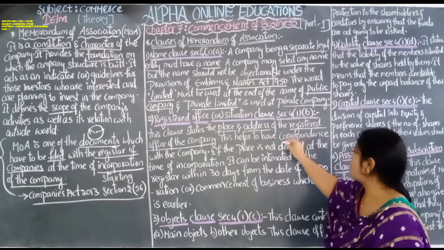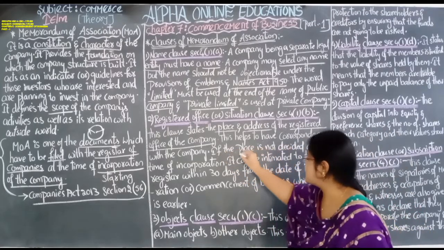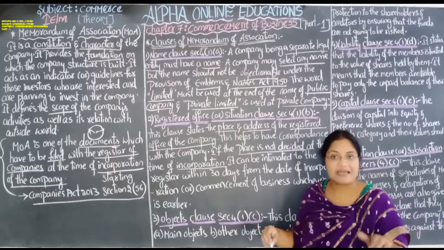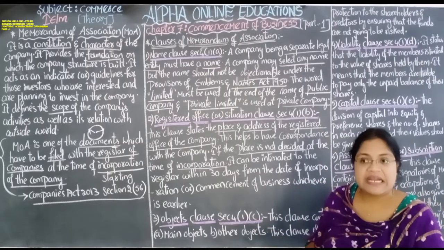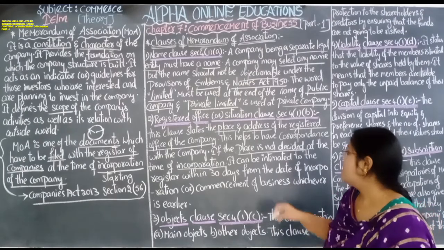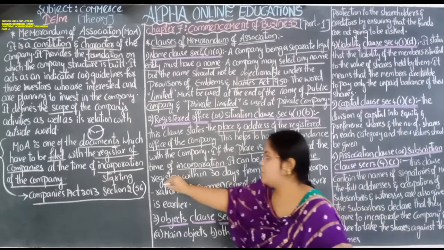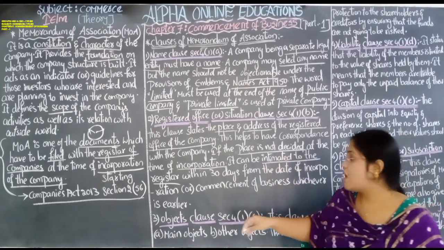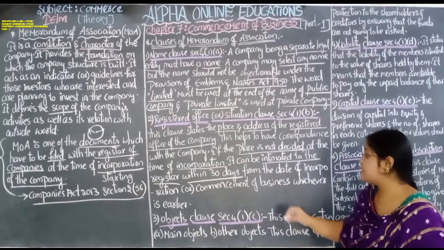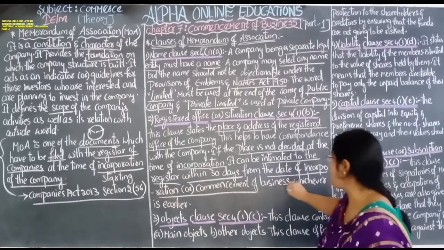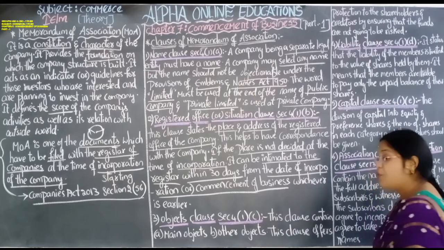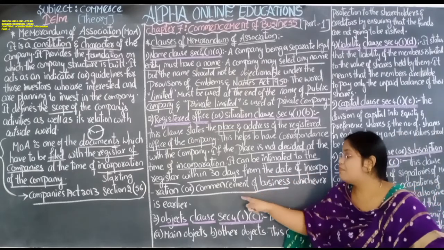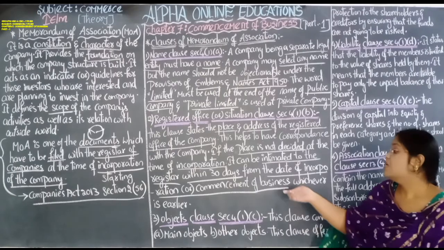This helps to have correspondence with the company. If the place is not decided at the time of incorporation, while starting the company, if you have not decided the place of your registered office at that time, it can be intimated to the registrar. Intimated means you inform. You can inform the registrar within 30 days from the date of incorporation or commencement of business. Incorporation or commencement both indicate the starting of the business.